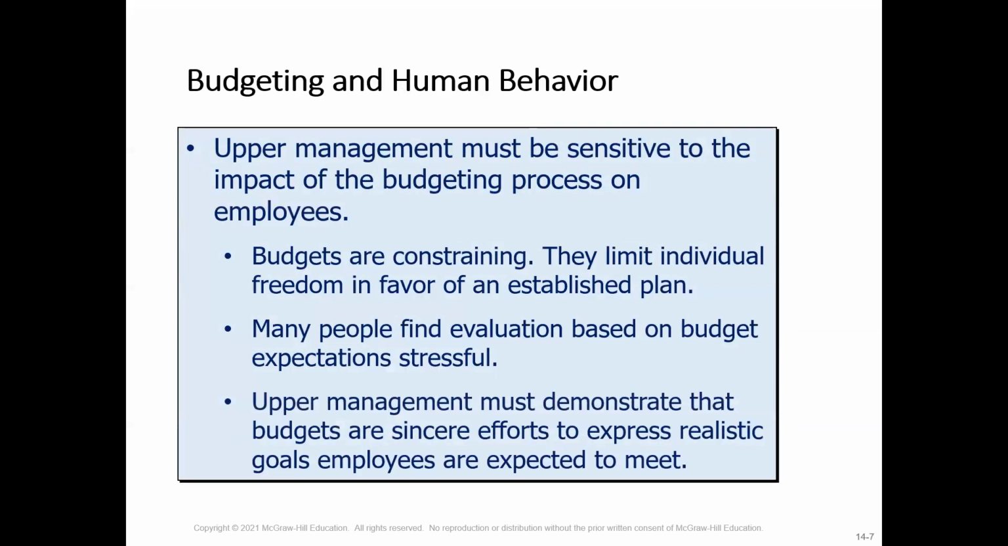So human behavior, of course, upper management, you do have to be sensitive. Employees hear budgets and they kind of freeze up and think, oh no, my job is done. And budgets can be constraining on employees. So you might have a budgeted amount of time to get a certain task performed on the assembly line. So they're constraining. Constraint causes stress.